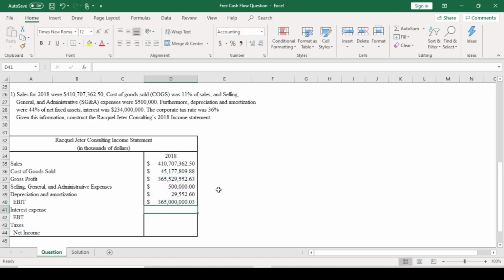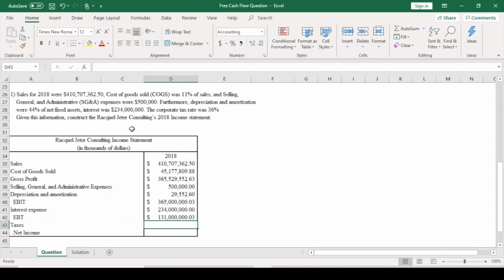Okay, and then interest expense, 234,000, right? So our EBT would be this, right? Earnings before interest and tax, earnings before tax, right?